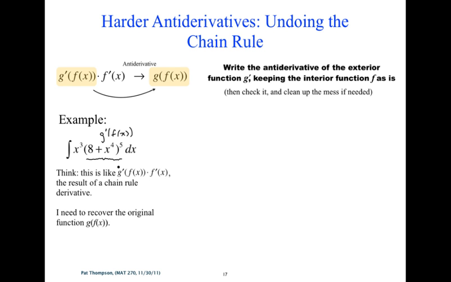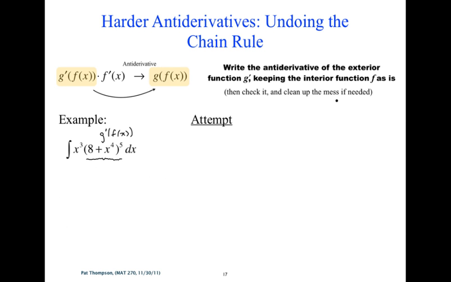So what are we going to do? We've isolated our g prime f, so we can make a first attempt. What will our first attempt at the antiderivative look like? We're just going to take the antiderivative of the exterior function and leave the interior as it is. So what will that first attempt look like? Where is Ralph Kissel? Do you know what that first attempt would look like?